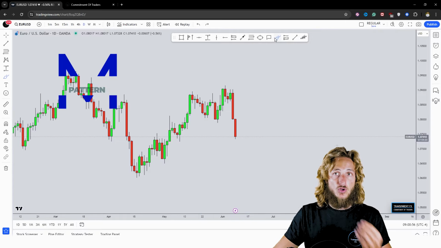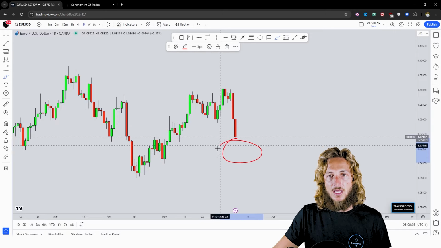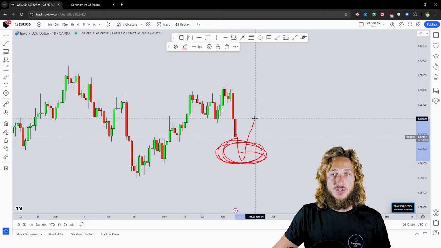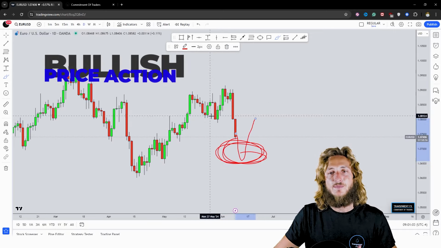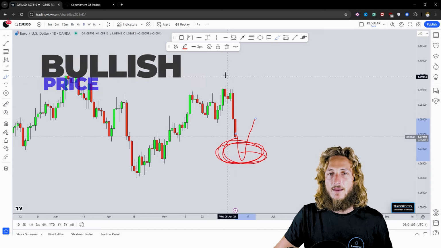And keeping in mind that also on the monthly and weekly, all this area is support, there's an increased probability of a potential rejection to the upside completing this overextended M pattern.